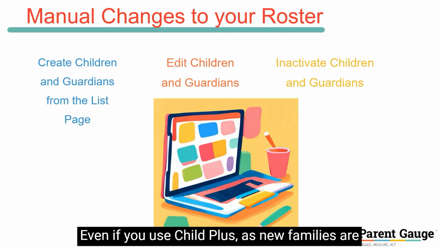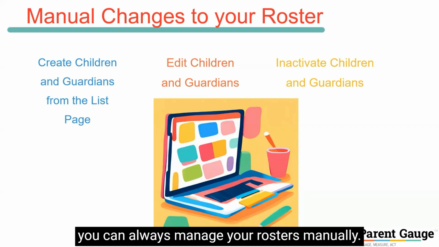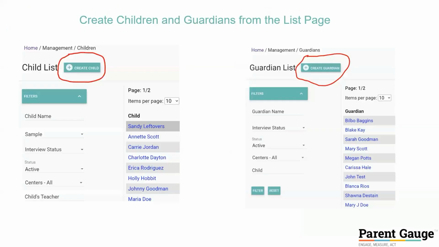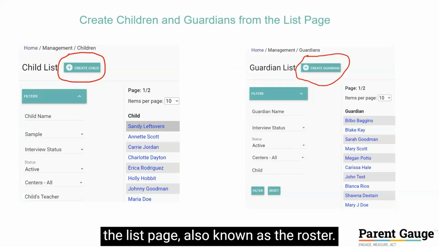Even if you use Child Plus, as new families are added or move away after the enrollment period, you can always manage your rosters manually. You can create children and guardians from the list page, also known as the roster. While all of the information we give will pertain to both guardians and children, let's focus on the children for now.